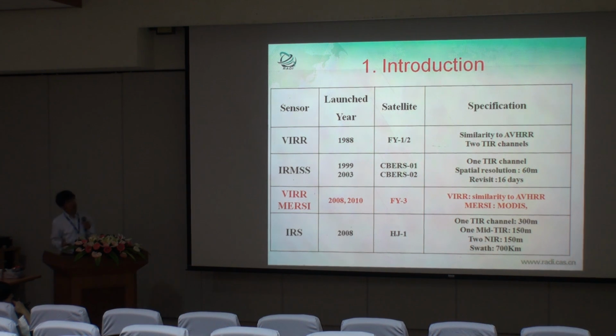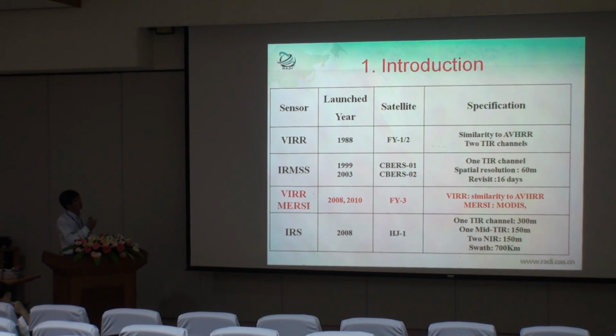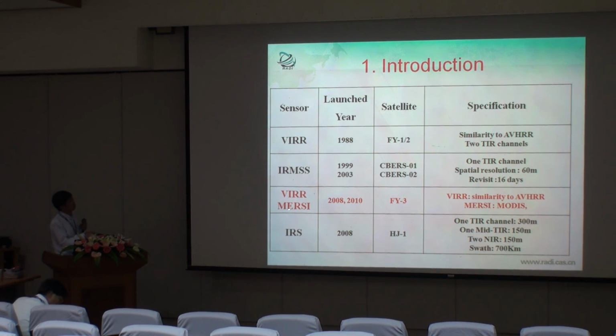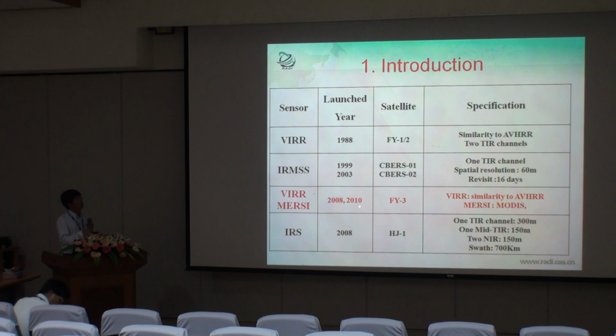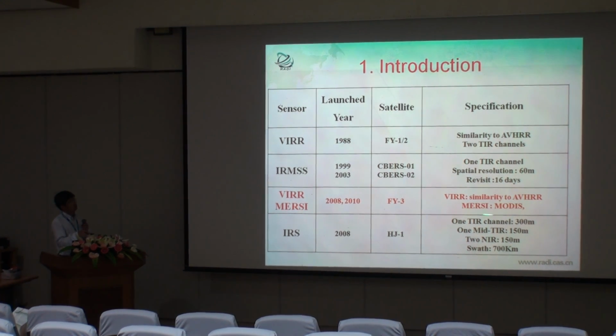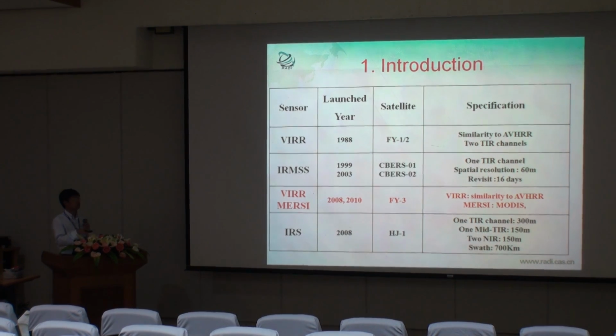We also have several sensors in China. You can see from the Fengyun 1 and Fengyun 3, and Fengyun 2 and Fengyun 3. And we also have thermal-infrared cameras on the CBERS 1 and CBERS 2. Today I will talk about the VIRR and the MERSI onboard the Fengyun 3, A and B. Fengyun 3A was launched in 2008 and Fengyun 3B was launched in 2010. The VIRR is similar to the AVHRR, and the MERSI is similar to the MODIS. We have several kinds of thermal-infrared bands, and visible and near-infrared bands.